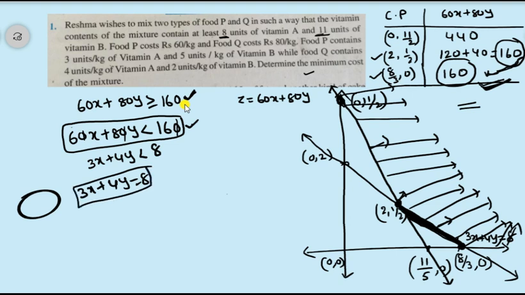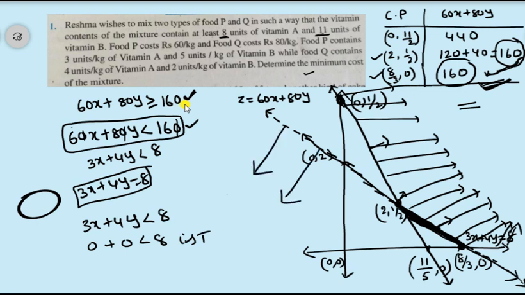Already we have the line 3x plus 4y is equal to 8. Draw the same line again with dotted lines, because the strictly less than symbol is there. This is the line 3x plus 4y is equal to 8. But we got 3x plus 4y less than 8. Come on, substitute 0 comma 0. 0 less than 8 is true. That means we get the side towards the origin.